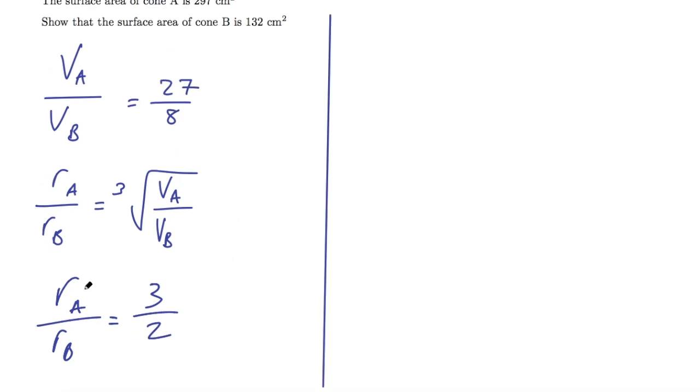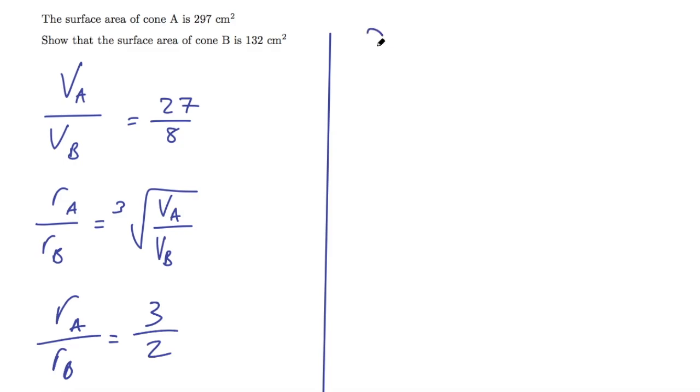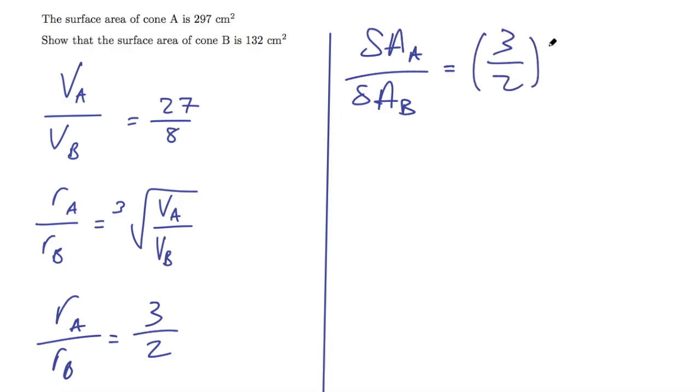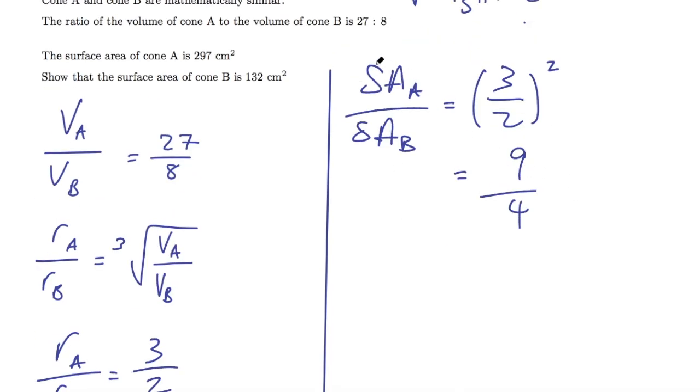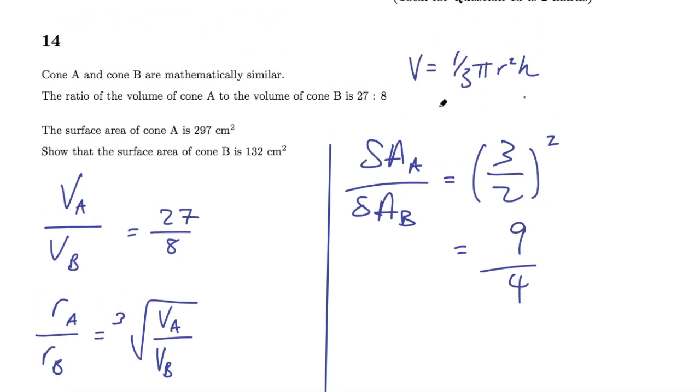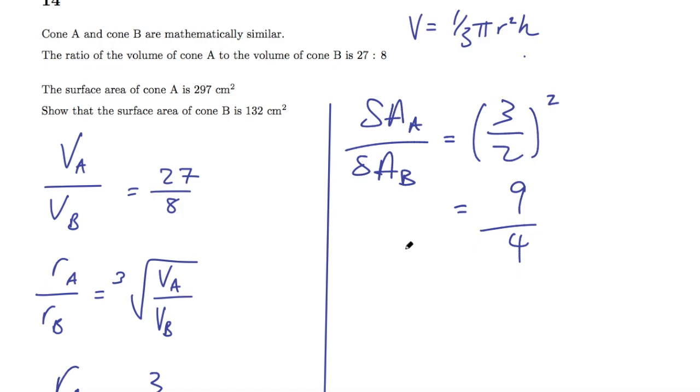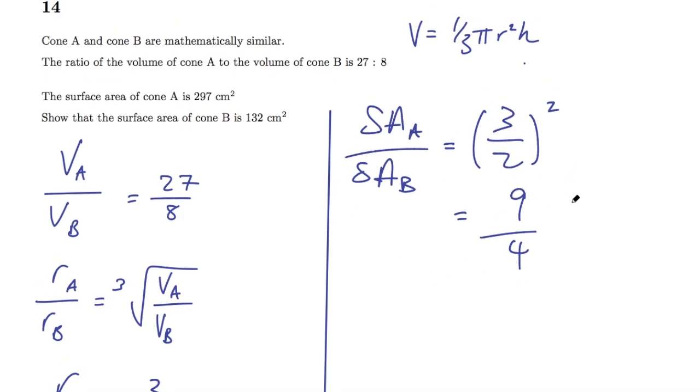So if we know the ratio of the sides is 3 over 2, then we can say that the ratio of the surface areas, surface area of A over the surface area of B, is the ratio of the sides squared, which equals 9 over 4. So we end up with a ratio of the surface areas of 9 over 4. And I'll leave that up to you if you can work out why that works as well.